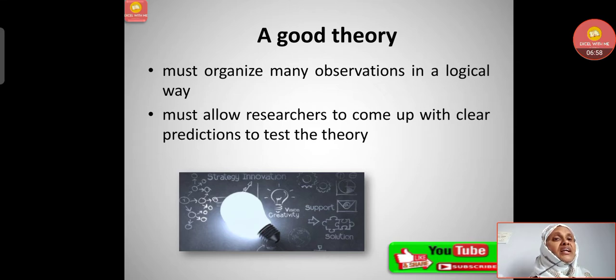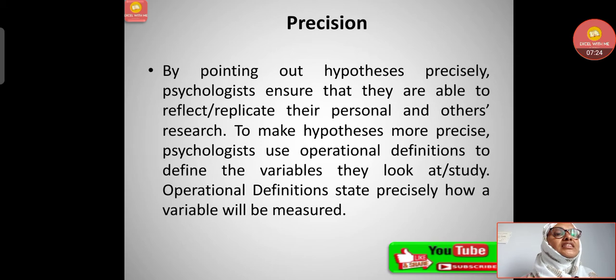So they should organize in a logical way. Then they must allow researchers to come up with clear predictions to test the theory. That is the main good theory. What the researcher should come up with: clear predictions. That is hypothesis. They must make the hypothesis to test whether their theory is matching with the predictable solution or not. That is the good theory.